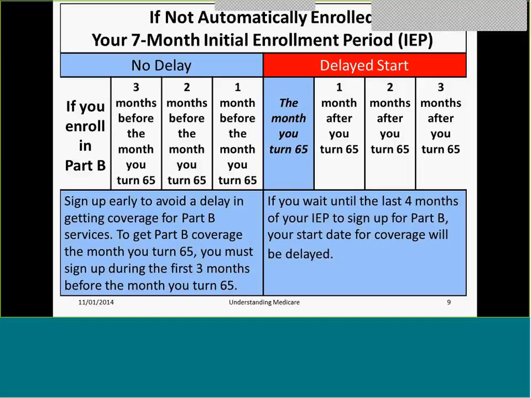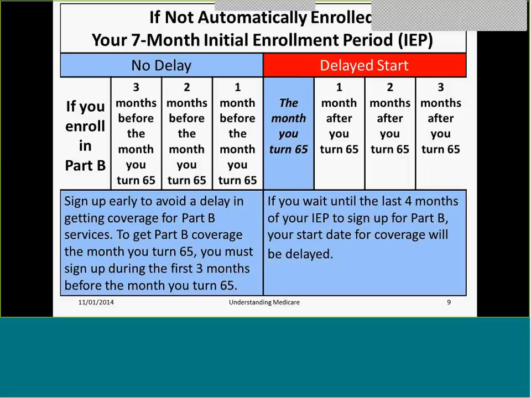If I wait too long, then I still have time to enroll, but I'm in the delayed start period. So if I didn't know, and it's August 5th, and I need to sign up for Medicare A and B, because I talked to an agent, then I would sign up in the month of August, and my Medicare A and B would be effective 1st of September. They'd start, but I don't have any penalties, and so on and so forth until my enrollment period expires.